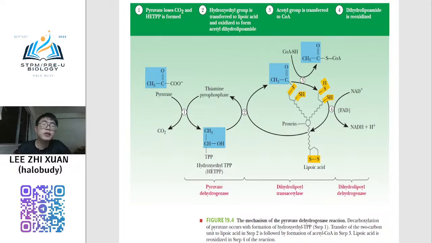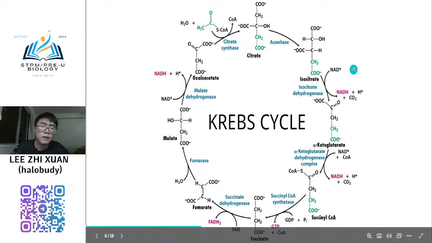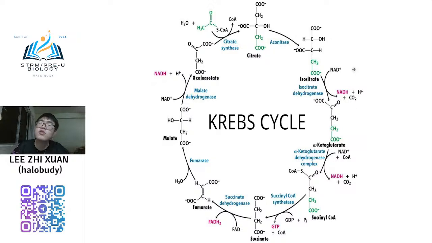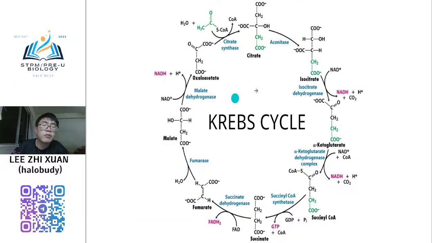Now after we form acetyl-CoA, next we can enter the Krebs cycle. This is the overall Krebs cycle. As a biology student, you should memorize all of it. You really have to memorize it, there is no choice. So how to memorize it? We go one by one with the reactions.